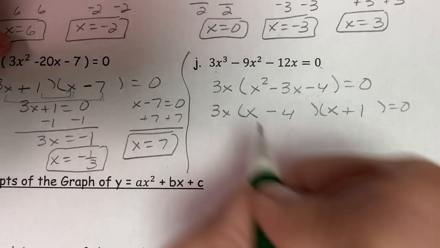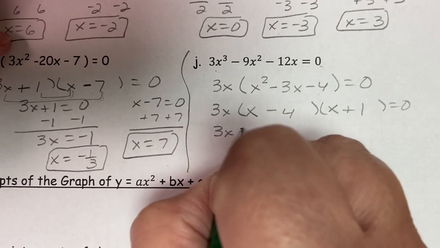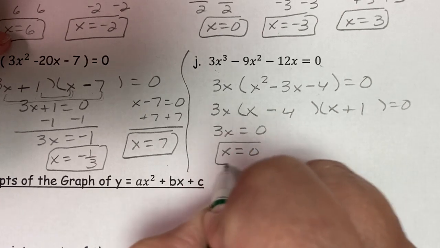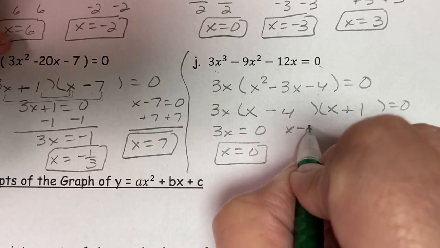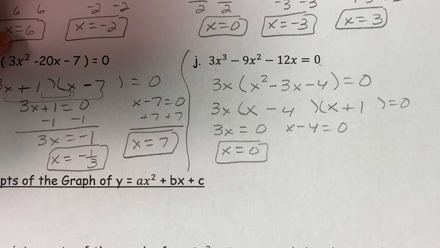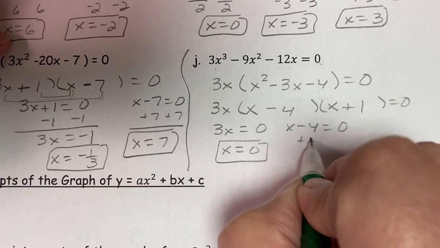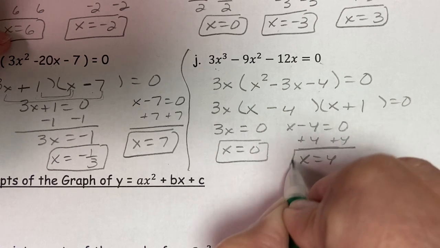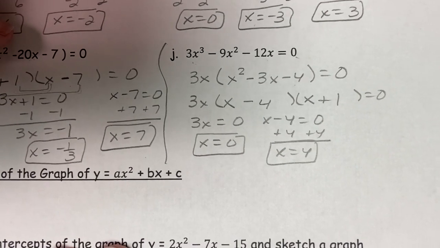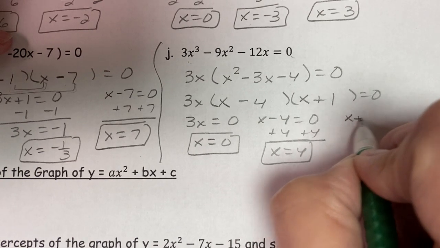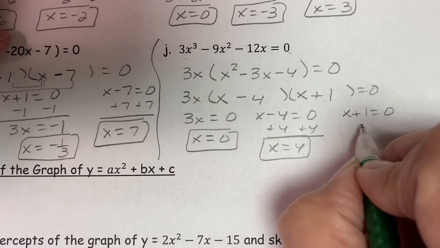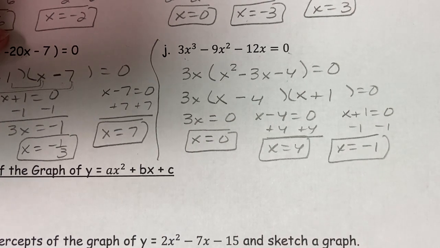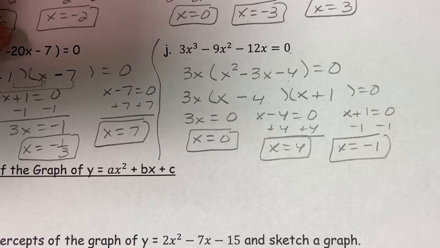I'm looking at 3 answers for this one, because if I take 3x and set it equal to 0, if I divide both sides by 3, I'm going to get 0 for an answer. Taking x minus 4 and setting it equal to 0, if I add 4 to both sides, I'm going to get x equals 4. And finally, taking x plus 1 and setting it equal to 0 and subtracting 1 from both sides, my final answer is x equals -1.